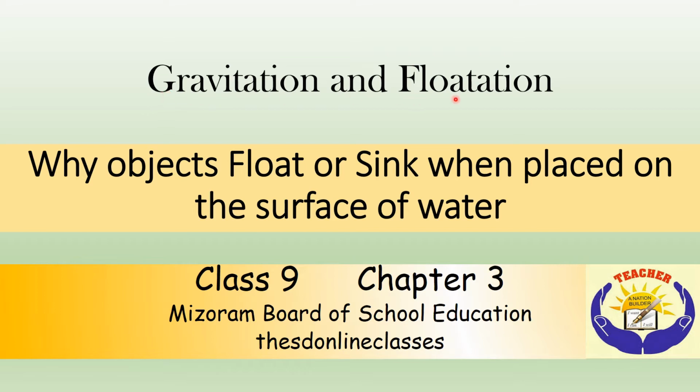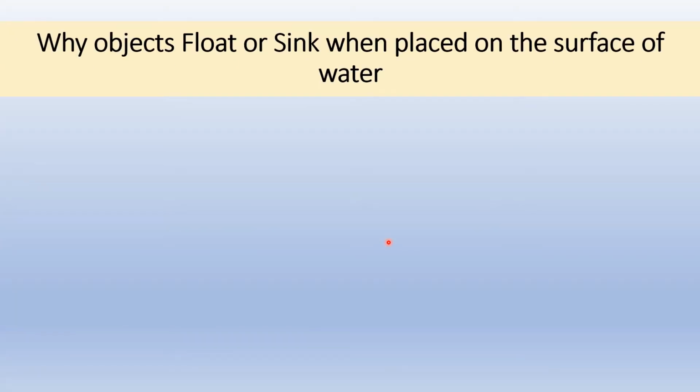This is Gravitation and Floatation, Class 9, Chapter 3, Mizoram Board of School Education. The topic is why objects float or sink when placed on the surface of water. Why do objects float or sink when placed on the surface of water?